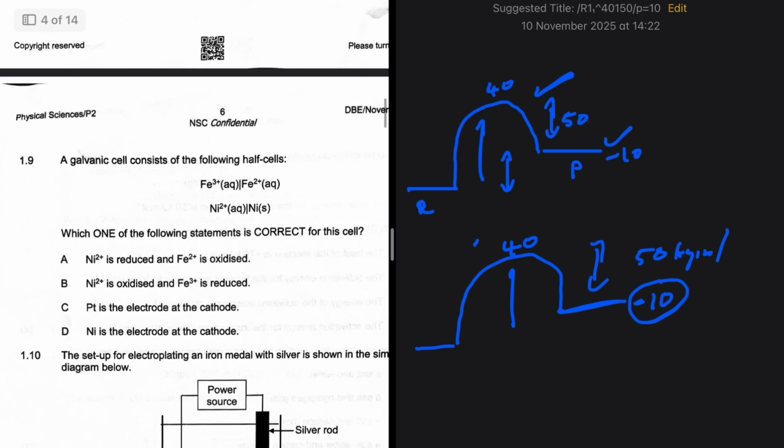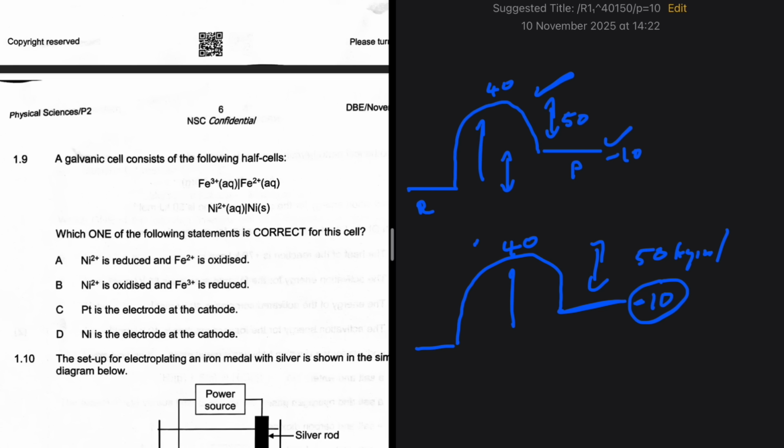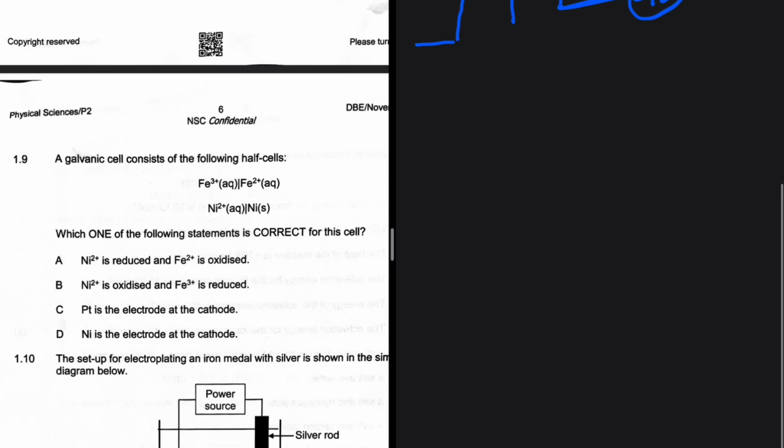It is not A. 1.9, we have a galvanic cell with Fe, Fe2 plus and nickel. Which one of the following statements is correct for this cell? So there's something that we need to figure out first. We need to figure out where is where before we answer this question. We need to know where the nickel is and where the iron is in terms of anode and cathode. So I'm paging through my table 4B here of standard reduction potentials.